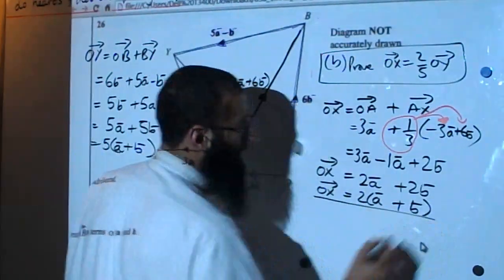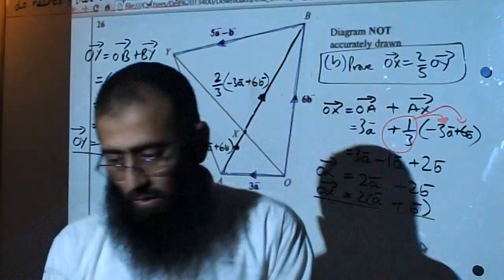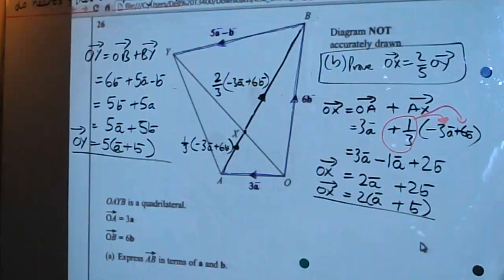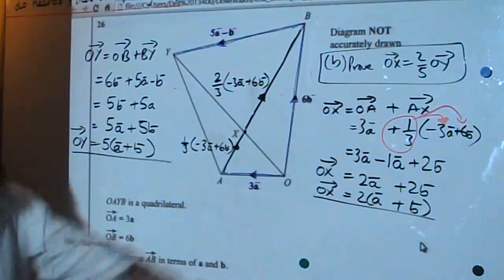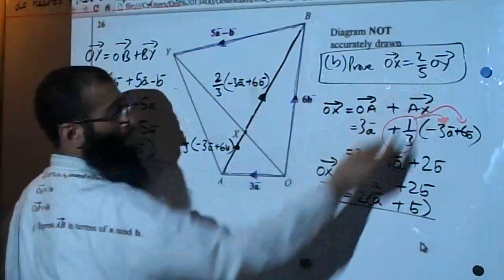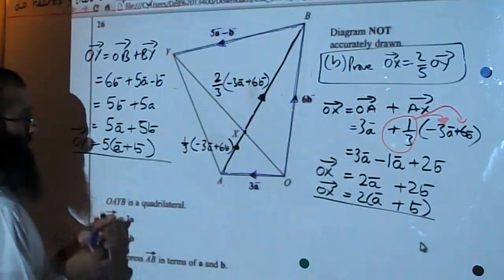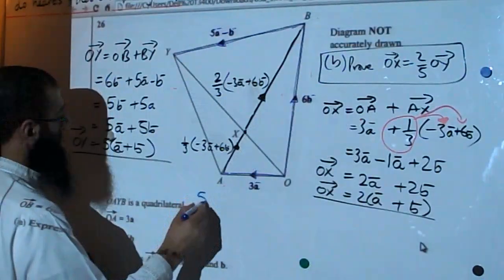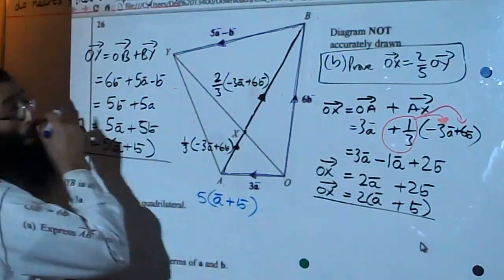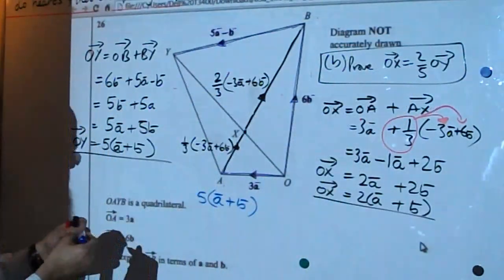So O to x is currently this, and O to y is currently that. Let's just check everything is in view. That's looking lovely. Right, the question says prove that O to x is equal to 2/5 of that. So if we get O to y, here's O to y, and if you multiply O to y by 2/5, we should get O to x.